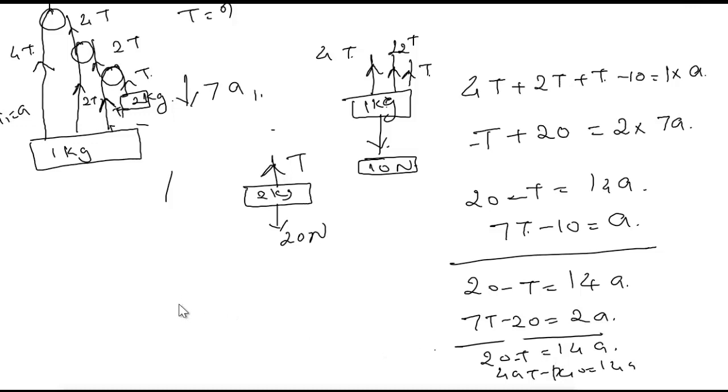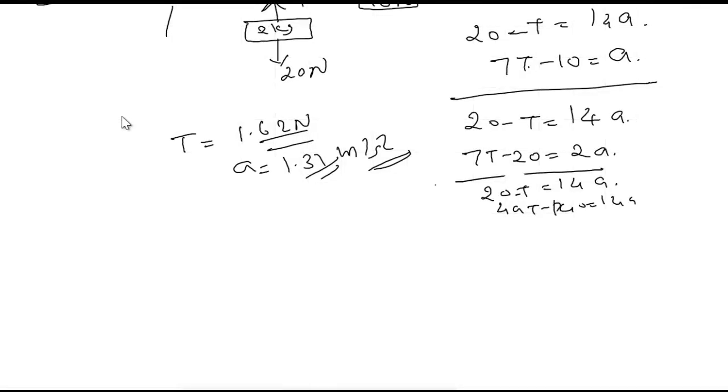When you solve this, you will get T as 1.62 Newton and the acceleration as 1.31 meter per second square. Is that clear, children? Initially, when I explain this much, you may feel it is a big question, but it is not a big issue at all. Just find the relation between the acceleration and the tension using the free body diagram, and you can easily find it. I hope this video is useful for you. Please try to solve this one.